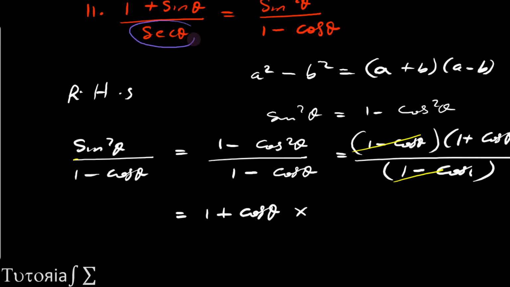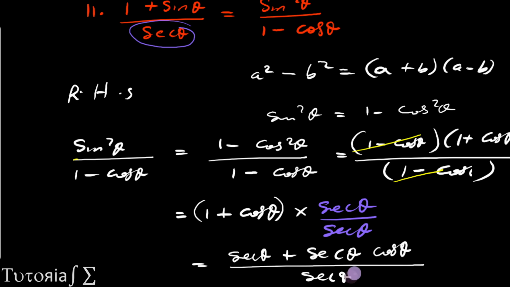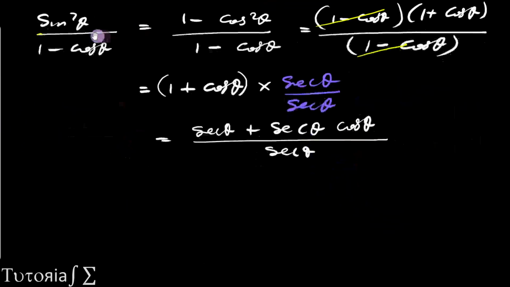And basically what we'll do here is we'll multiply by sec theta on both sides so that we try to produce this. So we say sec theta over sec theta. Then when we multiply that out, on top we're going to have this times this, that will be sec theta plus sec theta cos theta, then all over sec theta.